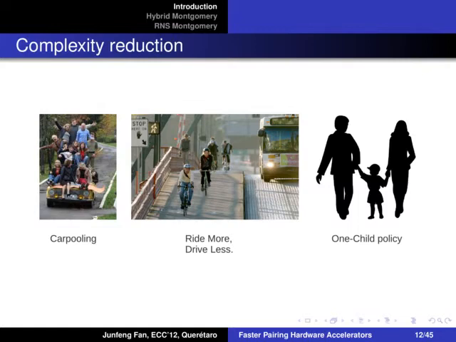Or if you go a bit extreme, you say we reduce the number of drivers. So, for example, you can impose a one-child policy or a zero-child policy, but that, to some people, is probably too extreme. But for hardware design, if you have limited resources and you want to compute faster, what you do is try to optimize your algorithm. You try to reduce the computation, right? So it's exactly the same idea.